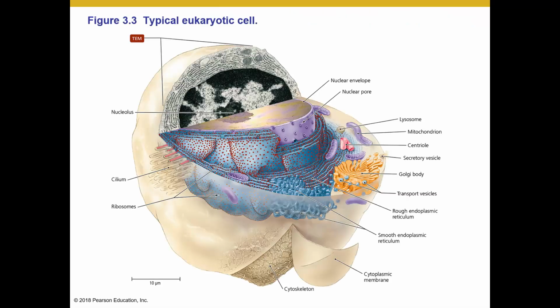Here you can see the nucleus, our control center, and other organelles, mitochondria, Golgi apparatus, endoplasmic reticulum. All are surrounded by membranes, allowing specialized compartmentalized functions, something bacteria don't have. Question: which organelle makes ATP? Answer: mitochondria.